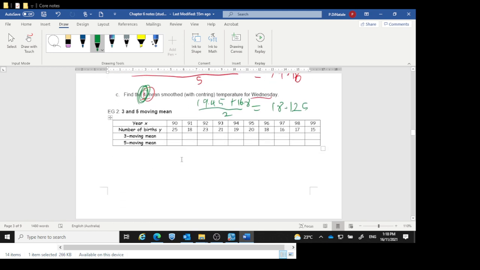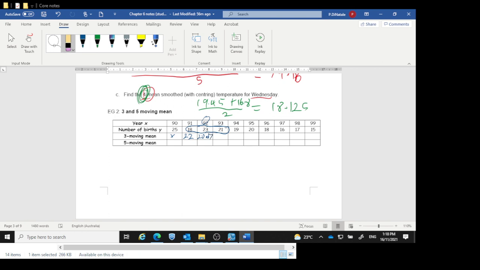Example 2, we're doing a 3 and a 5 moving mean. It's a moving mean because we have to continue doing it for all of them. So if I'm doing a 3 here, I can't do it on this one here because I need 3 numbers. So I'm going to do these 3 numbers, add them up, and divide by 3 because I'm doing a 3 moving mean. That gives me 22 there. Now I'm doing it on 92: one number before it, itself, and the number after it. I divide by 3, which gives me 20.67.